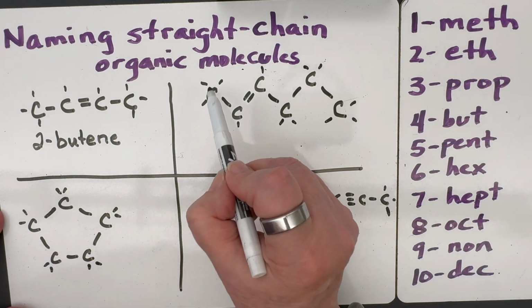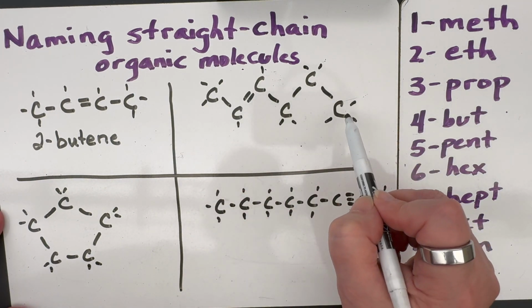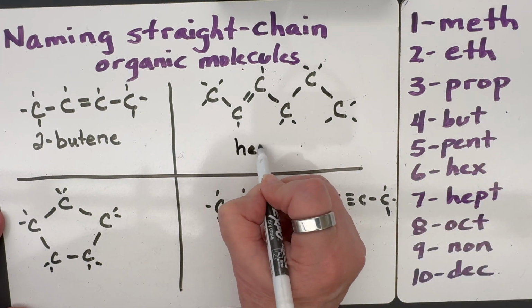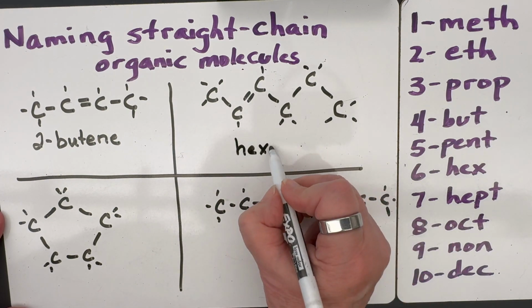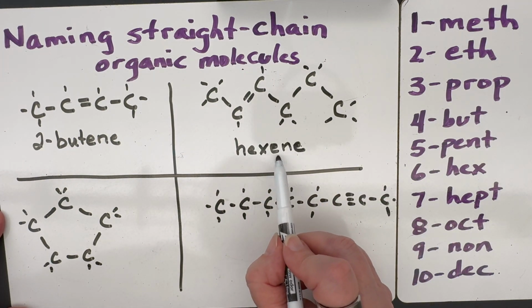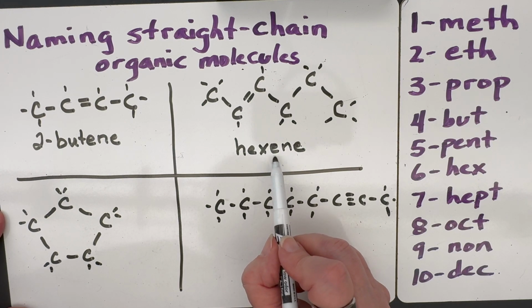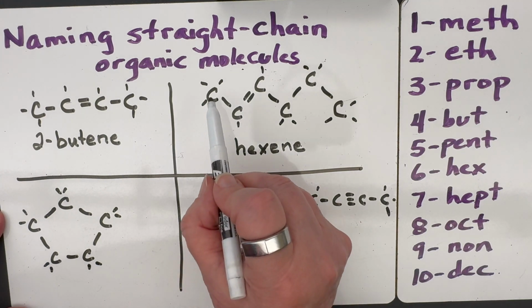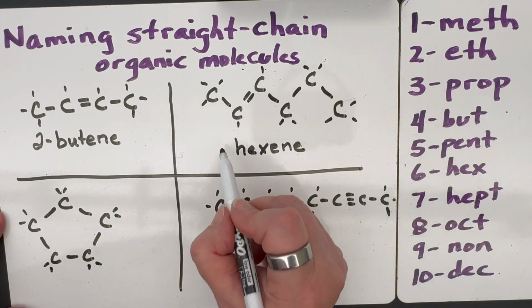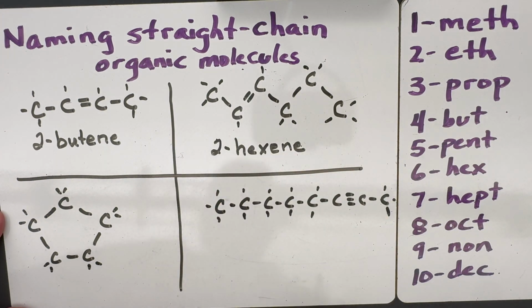Our next one has 1, 2, 3, 4, 5, 6. 6 is hex. It's got a double bond, so E-N-E. And whenever you have a double or triple bond, you have to say what the location is and put that in front. So 1, 2, 3, it's between carbon 2 and 3. So we call it 2-hexene.